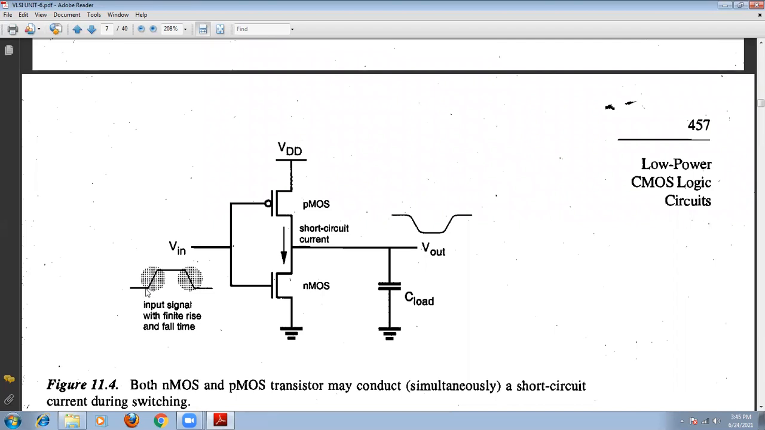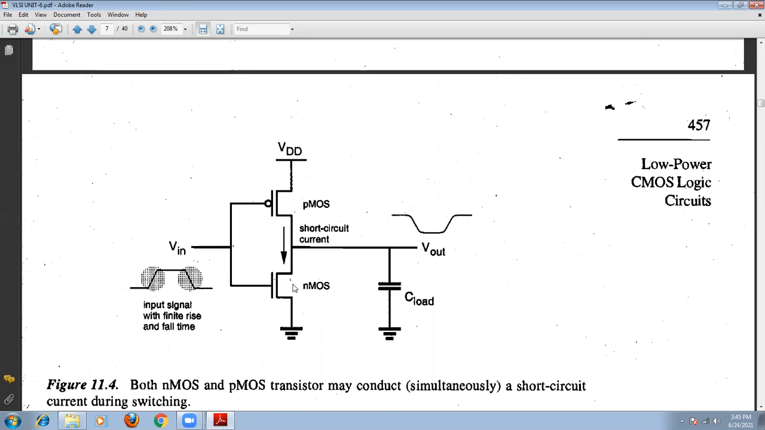Here the signal is changing from 0 to high, so at some particular point both the transistors will be turned on. Therefore, for a small duration there is a small amount of current flowing from VDD to VSS. That condition is known as short circuit current. Similarly, during the trailing edge, from high to low, there is again a chance of both transistors being turned on, and again a small amount of current will flow from the VDD line to the VSS line. That type of current we call short circuit current.